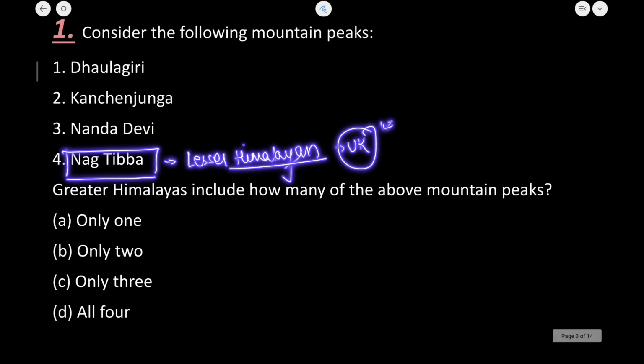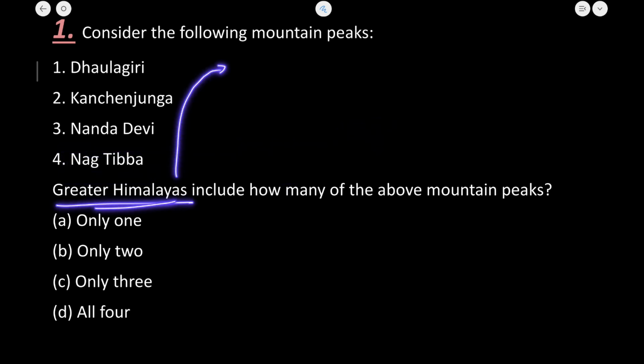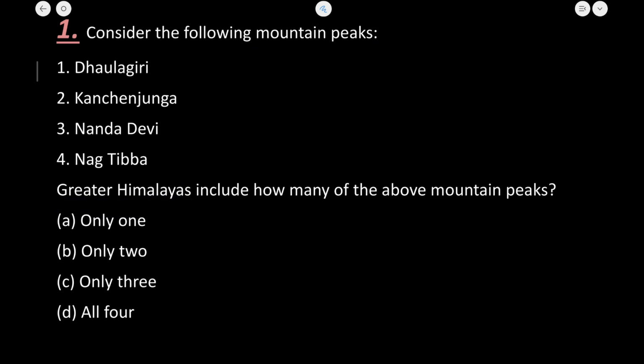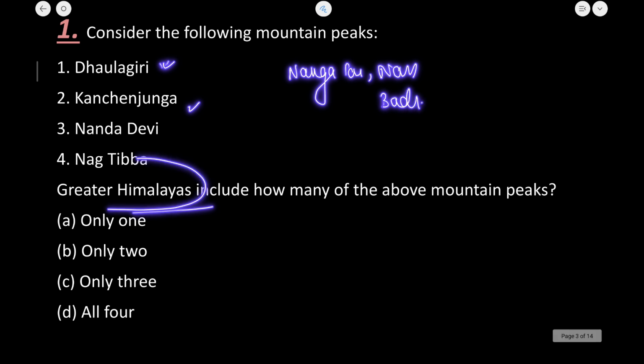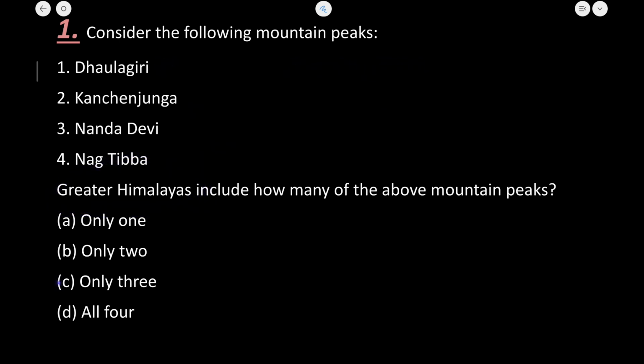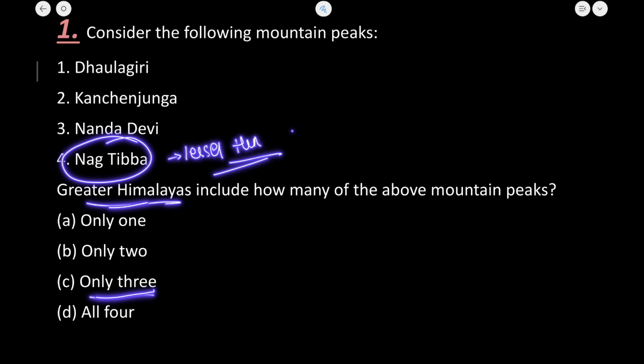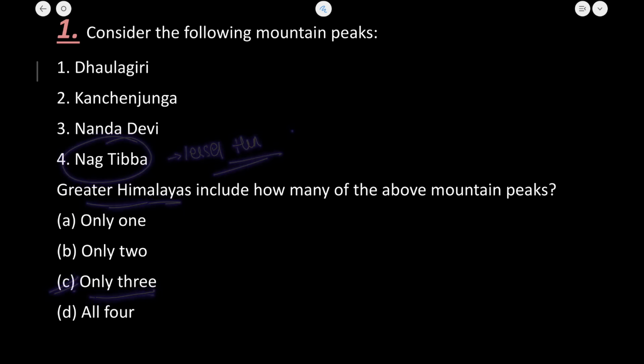Now, other peaks that lie in the Greater Himalayas are Mount Everest, Kanchenjunga, Makalu, Dhaulagiri, which we have seen, then Nanga Parbat, Nanda Devi, Badrinath, Kedarnath. All of these lie in the Greater Himalayas. So only three of these lie in the Greater Himalayas, and Nag Tibba is in the Lesser Himalayas. So only 3 is the correct answer to this question.